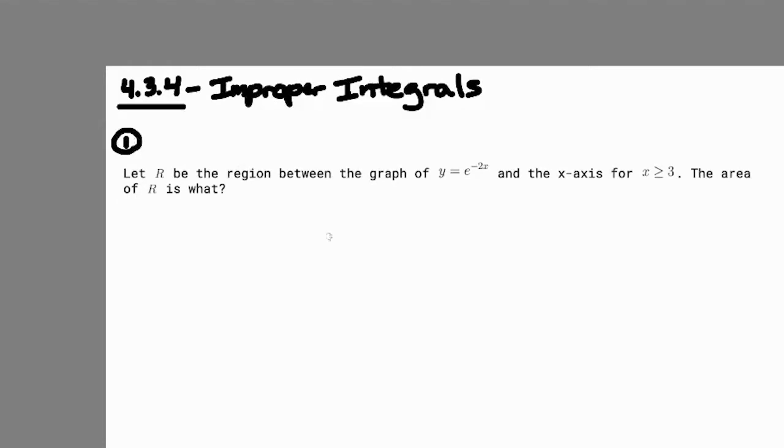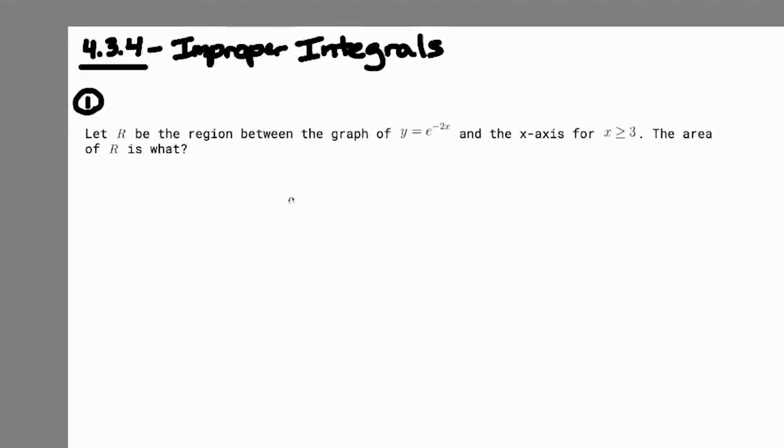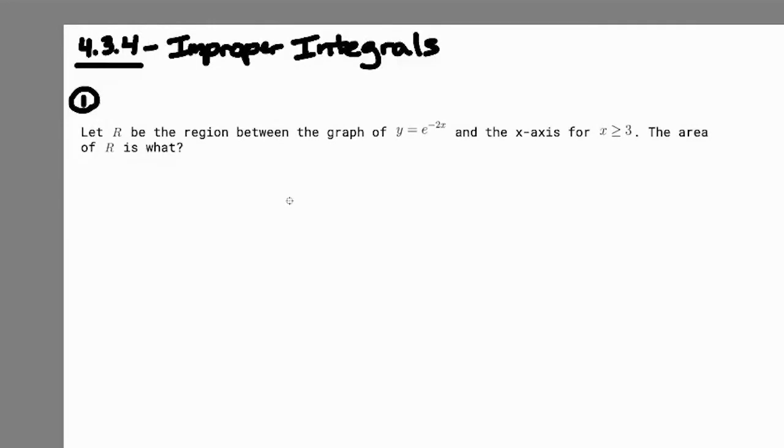It says, let R be the region between the graph of y equals e to the negative 2x and the x-axis for x is greater than or equal to 3. So what we're doing on this is we're taking 3 basically to infinity, because that's what this means right here. That's the lowest that you can go, greater than or equal to 3. So you're taking 3 and then going to infinity as well, and you're looking for the area of R.